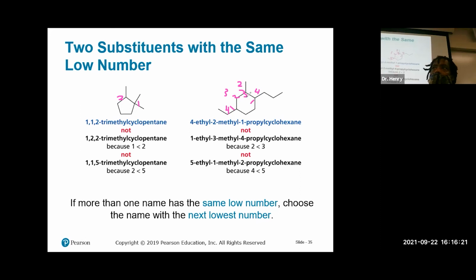Let's see if I can do that one. I should do them in different colors. I'm sorry. If I go 1, 2, then it still didn't do different colors. 3, 4, and 5. Okay. So then that would give me 1, 2, and 5 compared to 1, 2, and 4. So the 1, 2, and 4 gives me the lowest numbers possible.